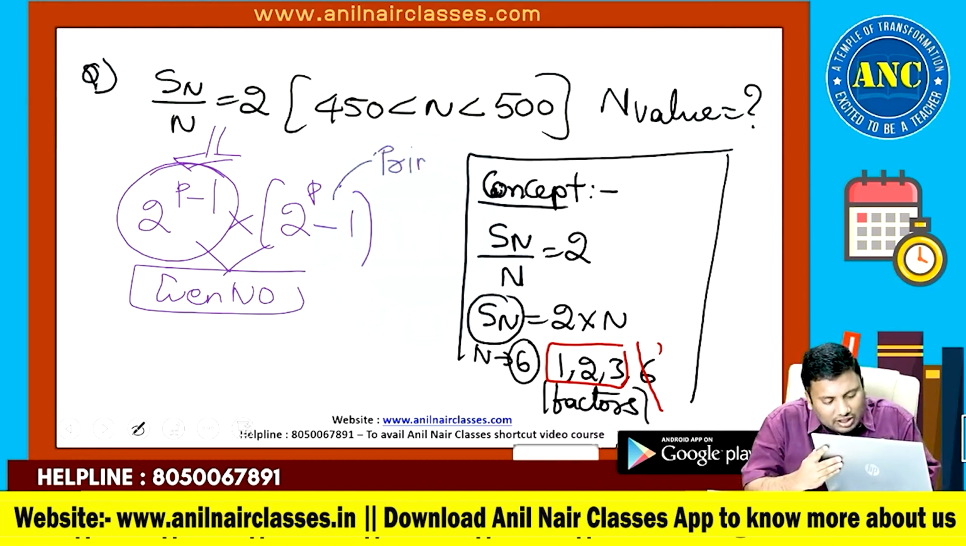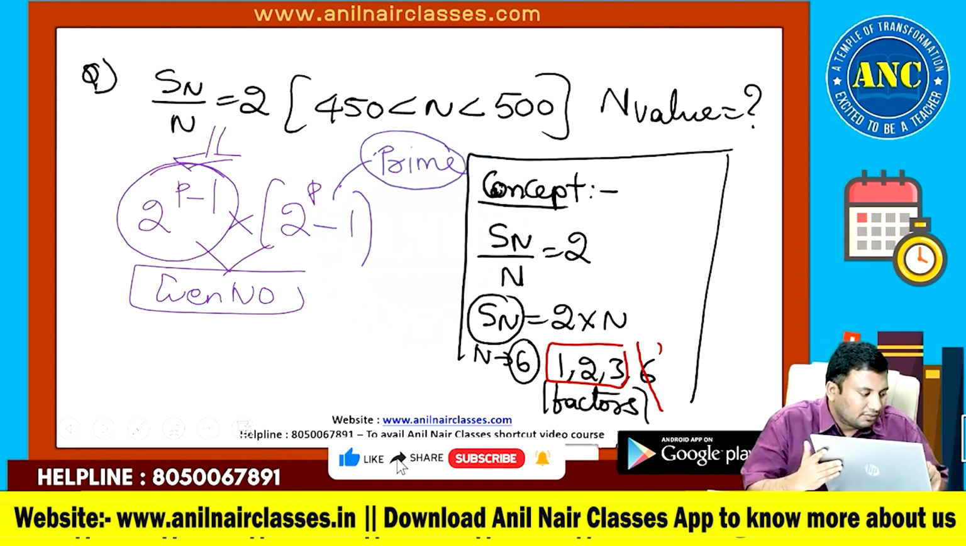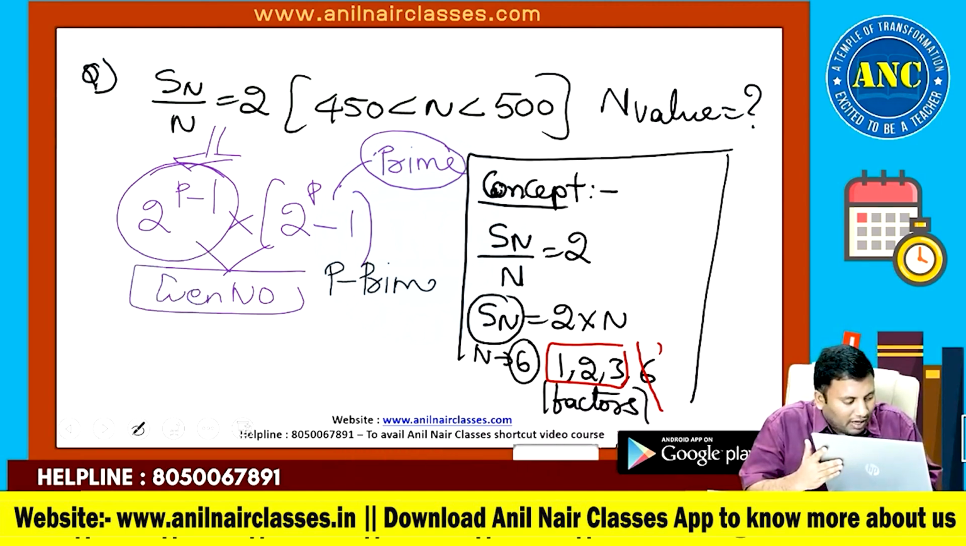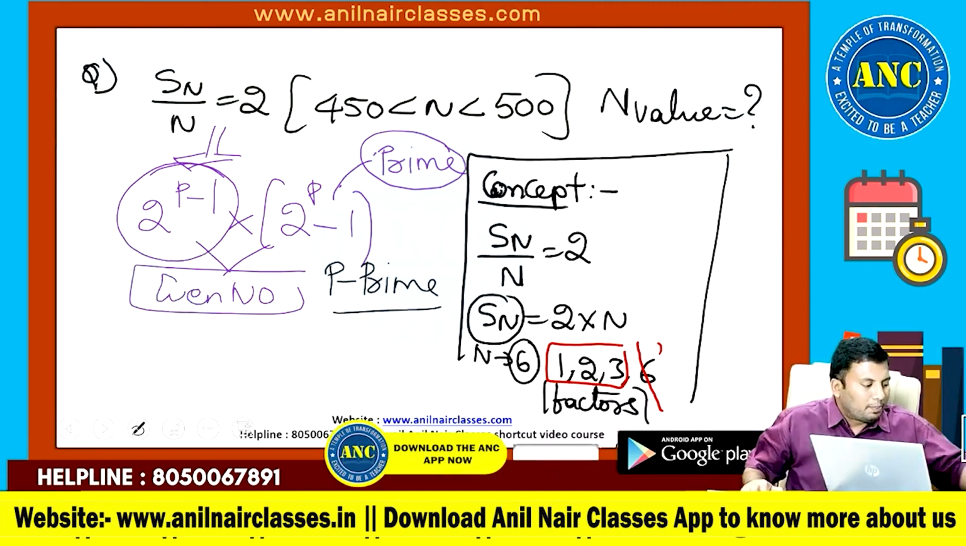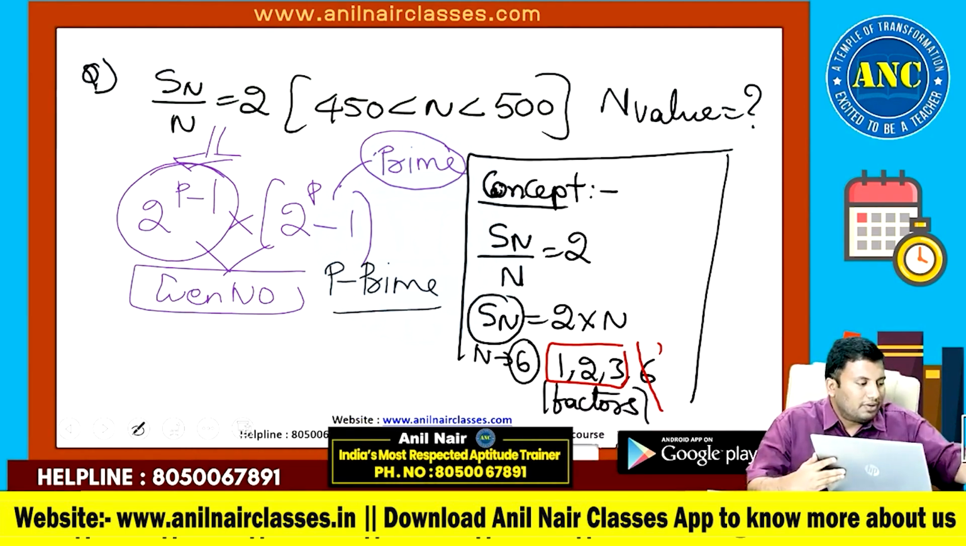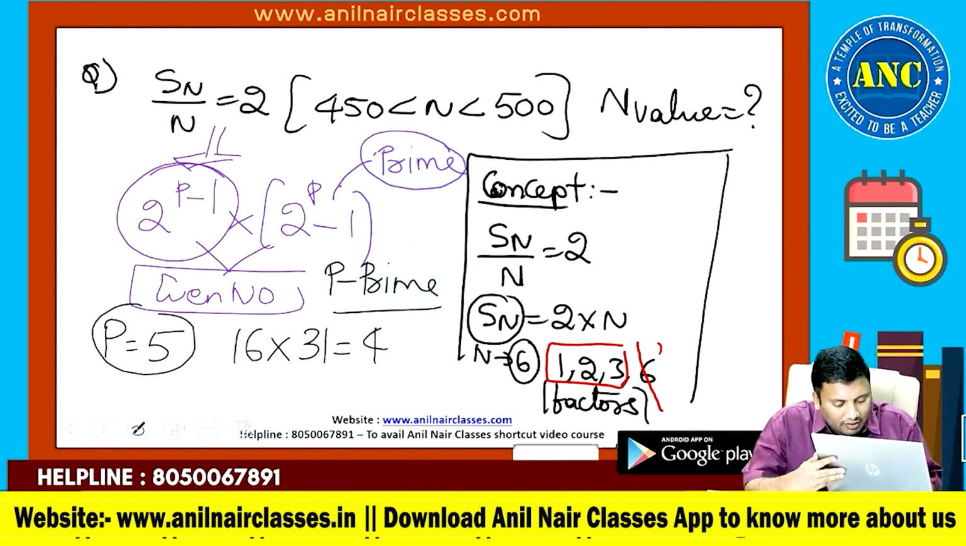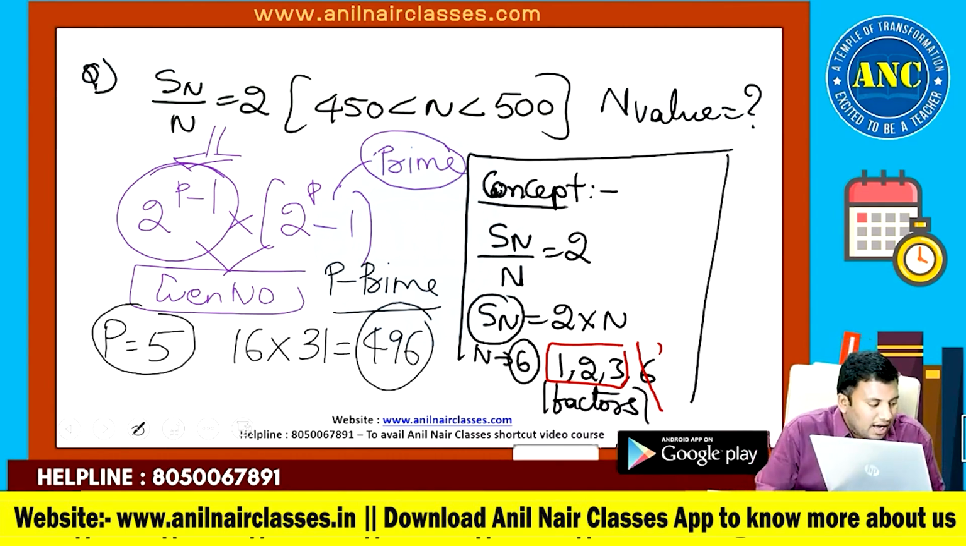The entire catch is that 2 power p minus 1 should be a prime number, and that requires p to be a prime number. Let p be equivalent to 5. If I take 2 power 4, that is 16, and 2 power 5 minus 1 is 31. 31 into 16 is 496. The answer for this question is 496.